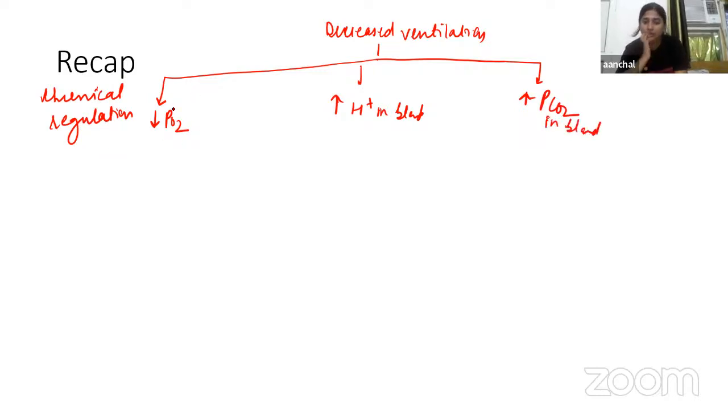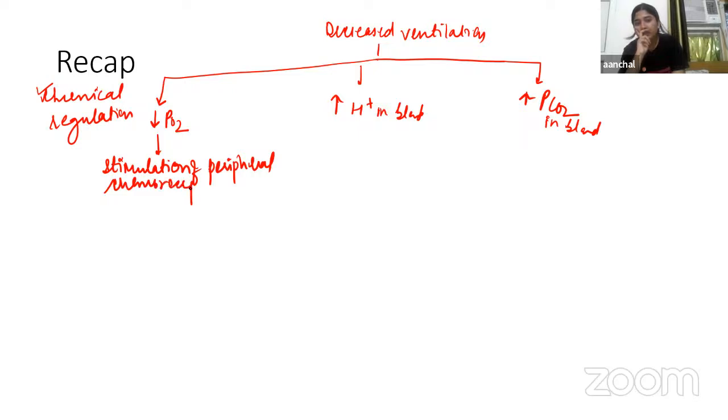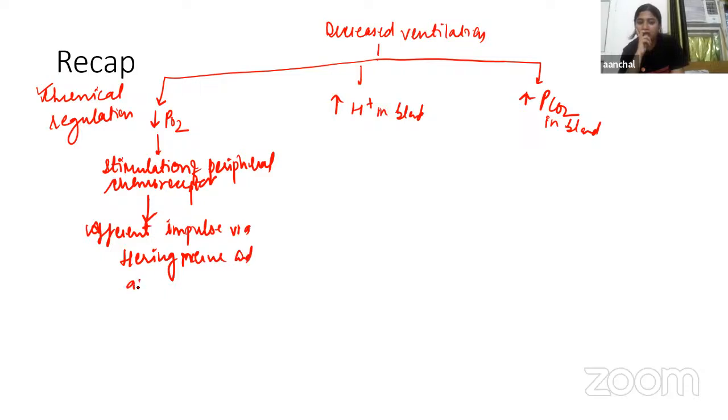Okay, so whenever there is a decrease in partial pressure of oxygen, there will be stimulation of some receptors. As we are talking about chemical regulation, obviously there will be stimulation of chemical receptors, the chemoreceptors. So there will be stimulation of peripheral chemoreceptors. These peripheral chemoreceptors will generate impulses, and those impulses will travel through the glossopharyngeal nerve and the aortic nerve.